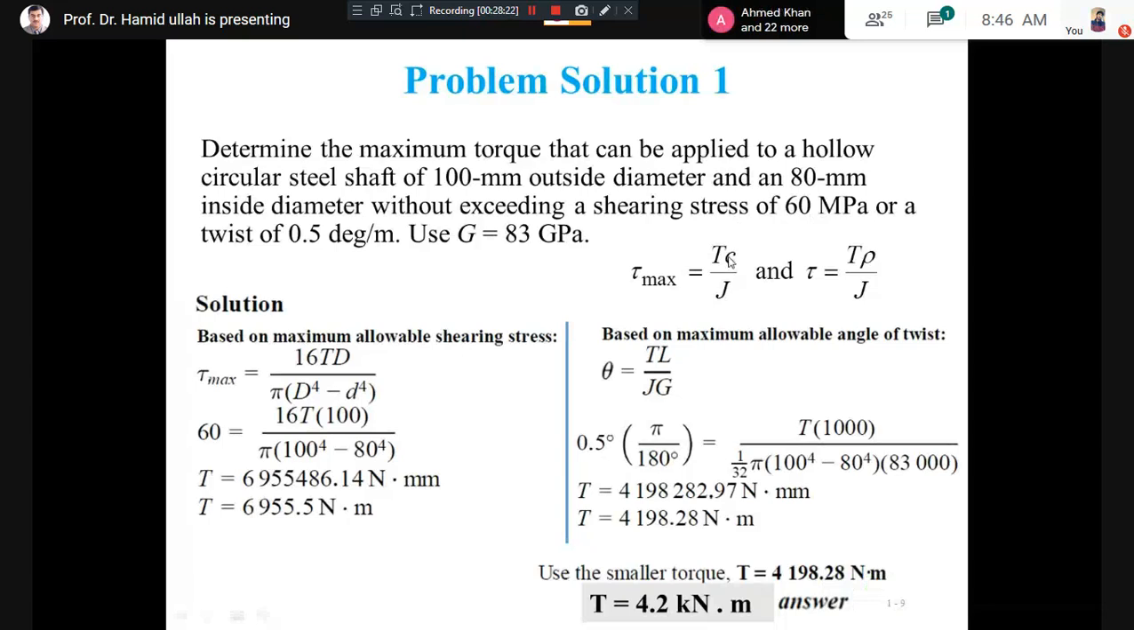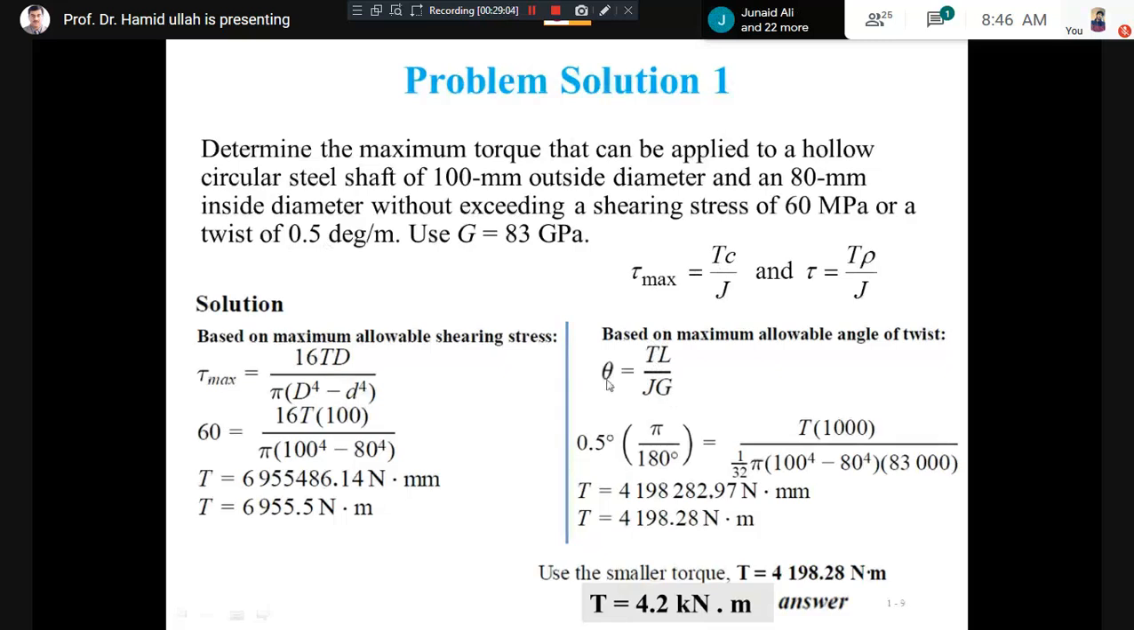Also, there is another formula we have studied, called angle of twist. I'm taking from different books, so here the symbol for angle of twist is theta. Angle of twist equals TL by JG. Again, you can see here is T. This T you can calculate using this formula, for which you can use the angle of twist, which is given as 0.5 degree. So you need to calculate torque based on the given shear stress, and also torque based on the given angle of twist, 0.5 degree.